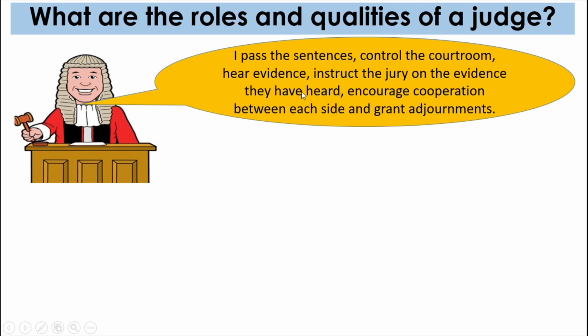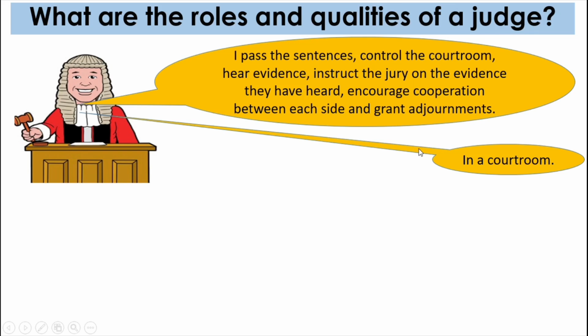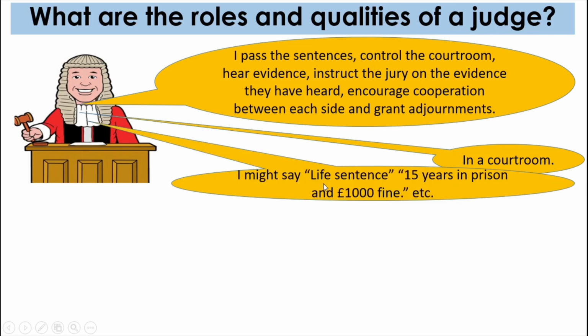Please make sure you do know some of the roles of the judge. You will find them in a courtroom. They might say something like life sentence or 15 years in prison and £1,000 fine, etc. Remember, it is the judge that passes the sentence and provides the sentence after the jury passes a verdict that is either guilty or not guilty. The judge then passes the sentence. What we mean by this is the punishment. Judges are free to provide a suitable sentence. This ties into what we were looking at when discussing common law and the level of flexibility judges have.